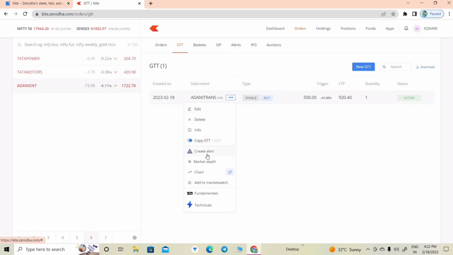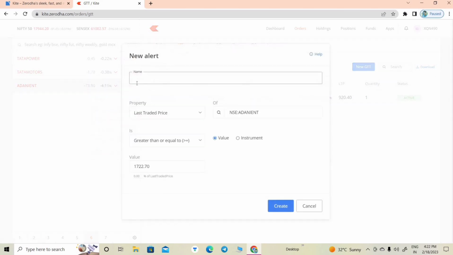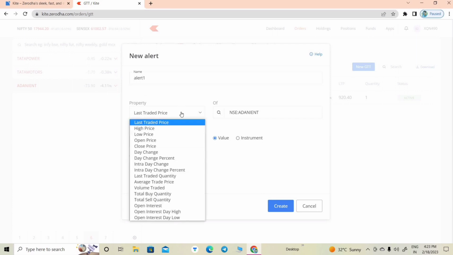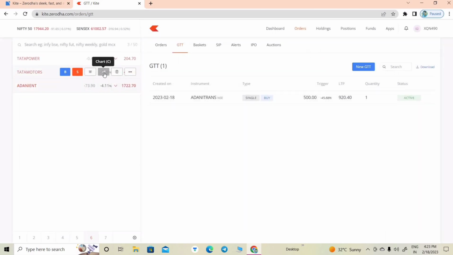That is what we have to know about the GTT order. Based on the option, we can have different options: chart, create alert, and those kinds of things are available. When we want to get an alert from a stock, we can see here that there is a More options tab. We can create the alert using this option. We can select the corresponding property of the alert, whether it is greater than some value or less than some value, and we can get the alert using this technique. That is, by using the create alert tab, we can get alerts from the application.